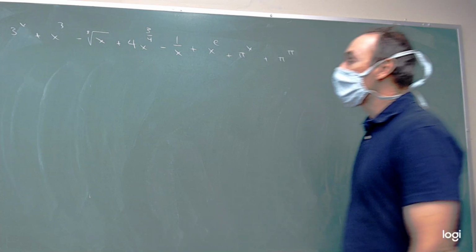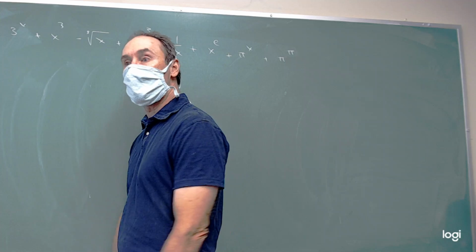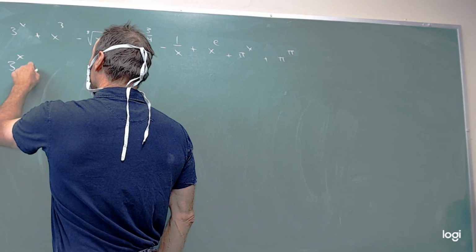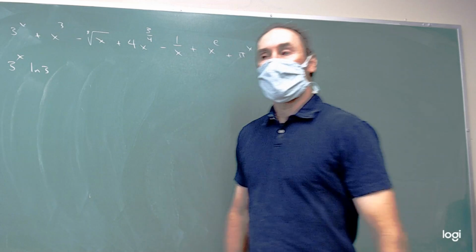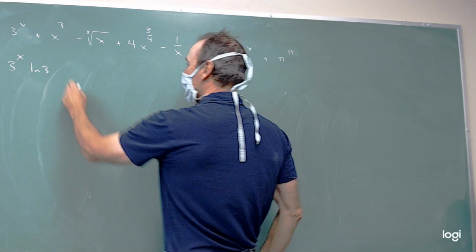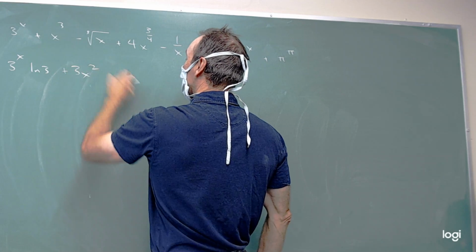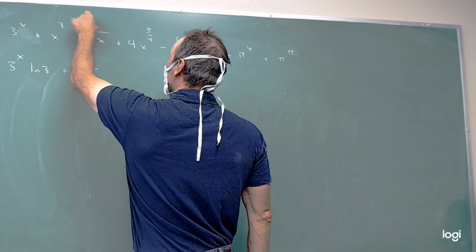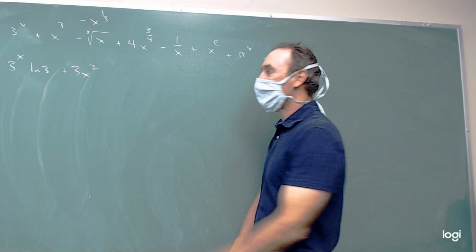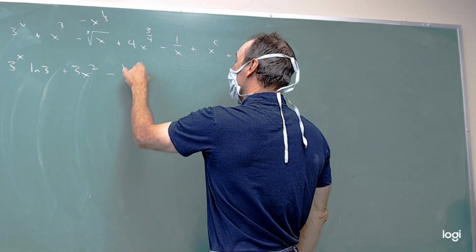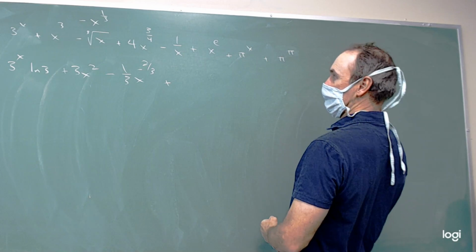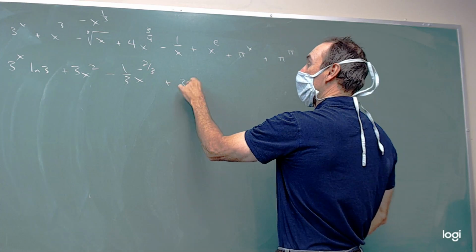Okay, so first one, derivative of 3 to the x: 3 to the x times natural log of 3. Very nice, there's a new one. Derivative of x to the third, this was a confidence builder: 3x squared. And take those when you can get them. So this is going to be negative 1/3 x to the negative 2/3. And this one, 3x to the 1/3.